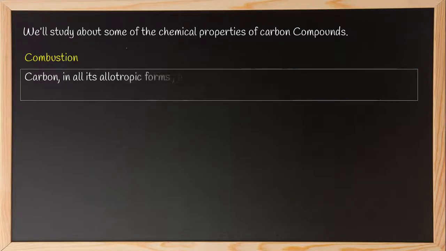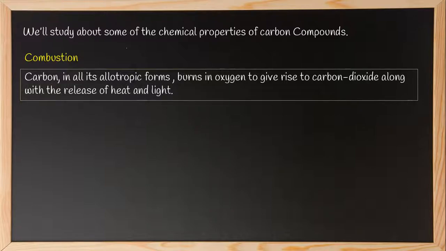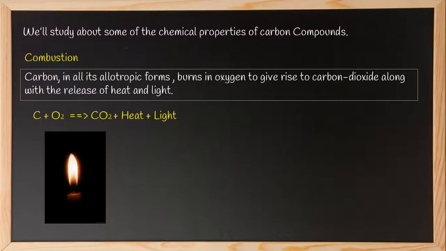Carbon in all its allotropic forms burns in oxygen to give carbon dioxide along with the release of heat and light. Whenever carbon in its allotropic forms, that is diamond, graphite and Buckminsterfullerene or C60, undergoes combustion in the presence of oxygen, it gives carbon dioxide along with heat and light. The reaction goes as follows: C plus O2 gives CO2, that is carbon dioxide, with the release of heat and light. And this is a completely balanced equation.